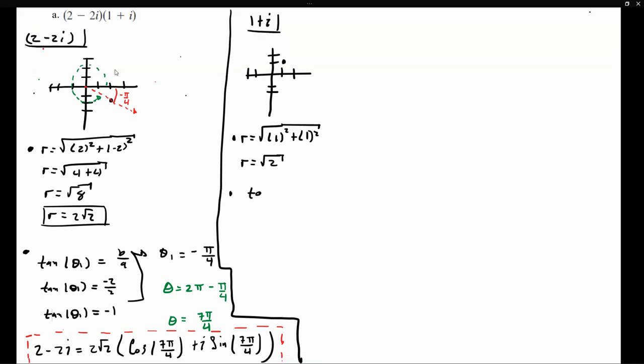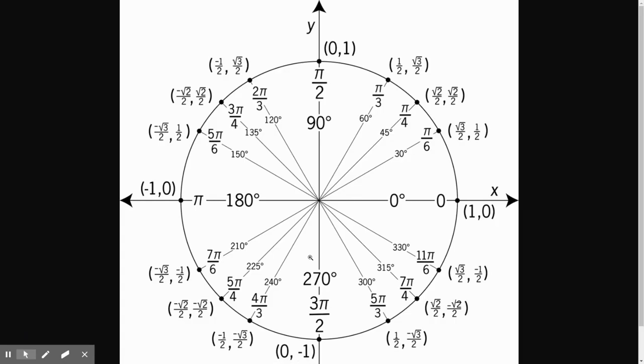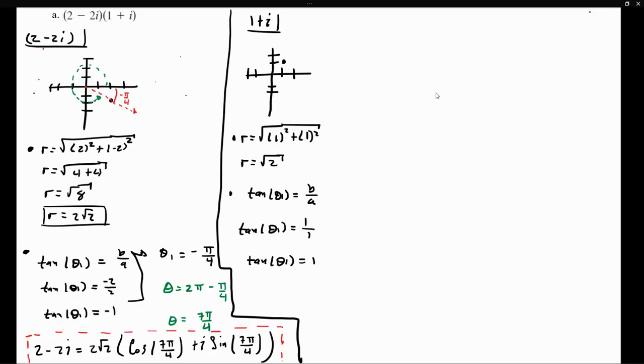Recall again that the tangent of theta 1 is equivalent to b over a. So if we put it all together, b is 1, a is 1. Now we're looking for an angle that, if I take the tangent of it, is equivalent to 1. Notice that we have that at 45 degrees, because tangent is sine over cosine. So sine divided by cosine, anything divided by itself, is always 1. So now I know that my theta 1 is equivalent to pi over 4.